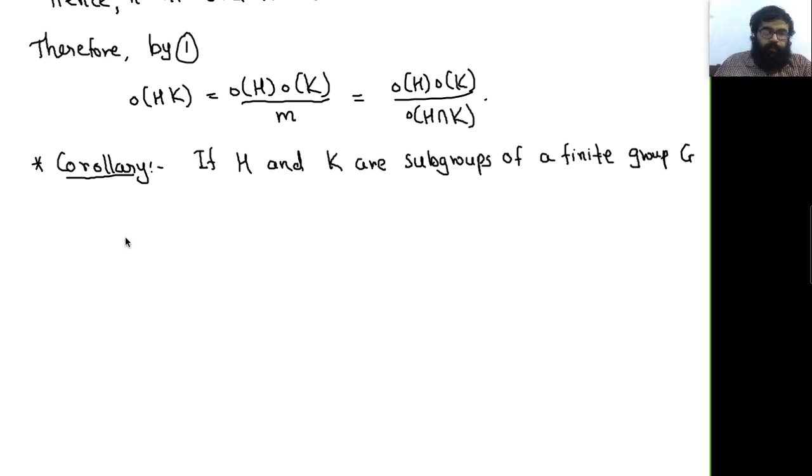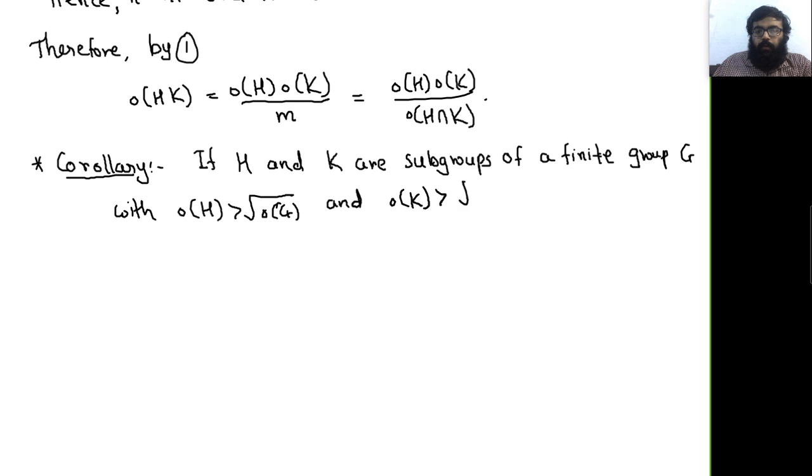So if H and K are subgroups of a finite group G with order of H greater than square root of order of G, and order of K also greater than square root of order of G. Suppose these conditions are satisfied, then the conclusion is that H intersection K cannot be the singleton identity.